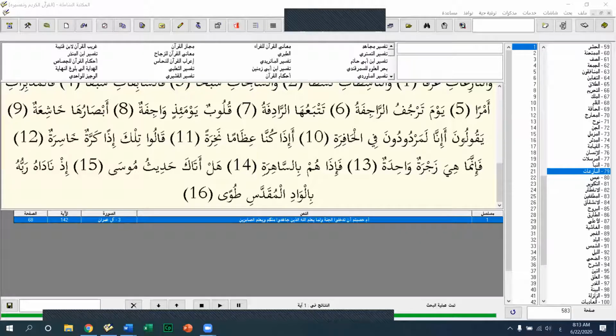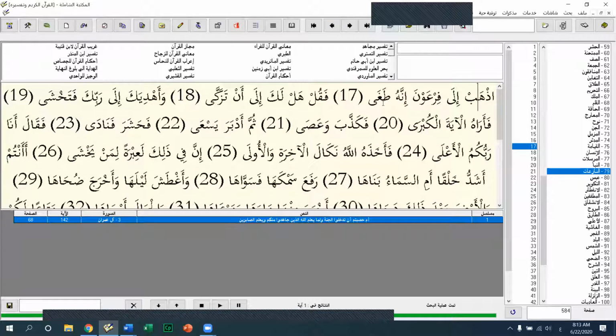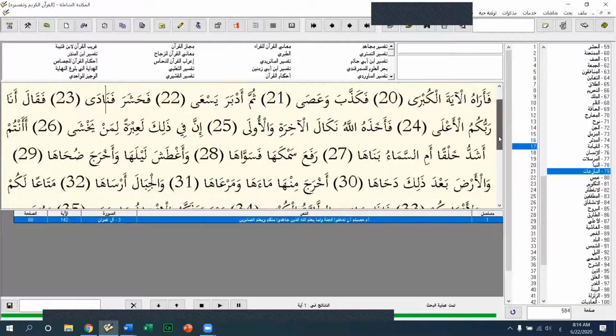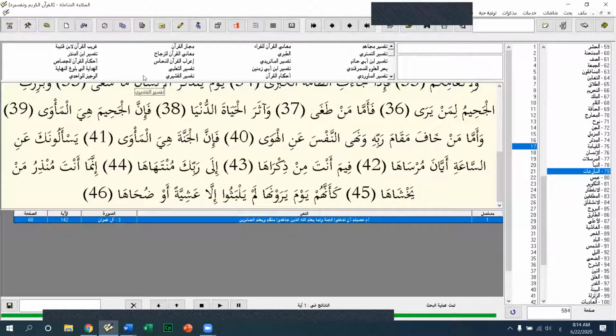Okay, that's fine. يقولون present tense verb. أتاك past tense. نادى past tense. اذهب command. طغى past tense. تزكى present tense. أهديك present tense. And it's mansub here. وتخشى فتخشى, this is mansub also. أراه past tense. فكذب past tense. وعصى past tense. أدبر past tense. يسعى present tense. فحشر past tense. فنادى past tense. فقال past tense. So you can go through the verbs in the surah, and we will examine them in the light of today's lesson, inshallah.